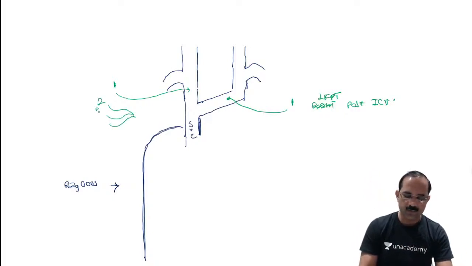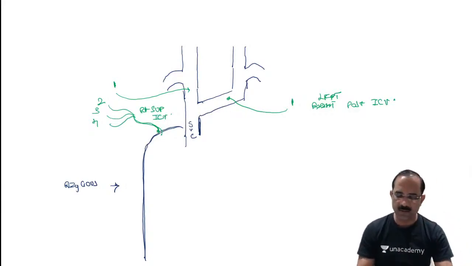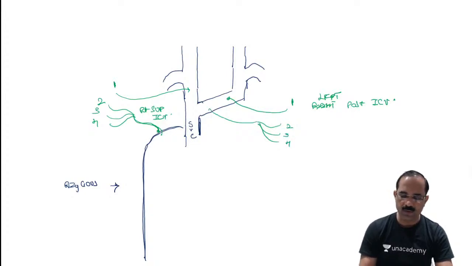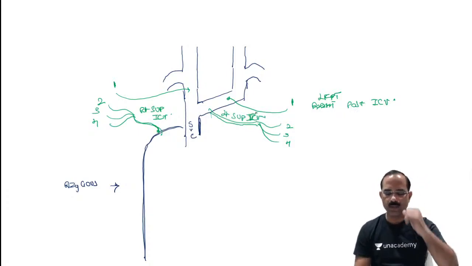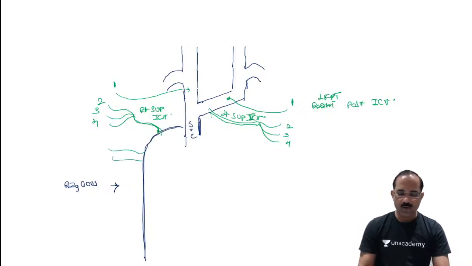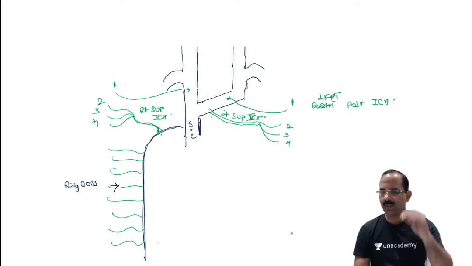The second, third and fourth on the right side join to form a vein here, which is called the right superior intercostal vein. The right superior intercostal vein drains into the azygos. The second, third and fourth on the left side join to form the left superior intercostal vein, and this drains into the left brachiocephalic vein. All the veins on the right side drain into azygos.